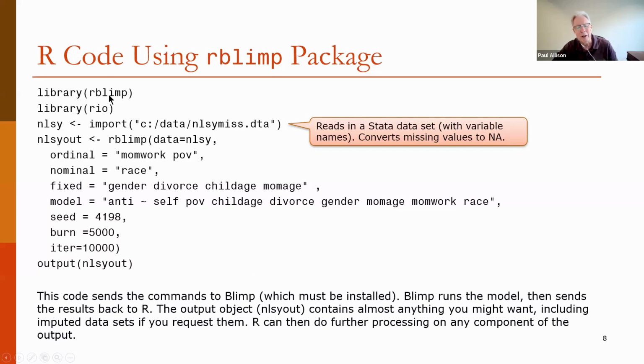Now, in order for this to work, BLIMP has to be installed on your computer. What this code does is that it sends those commands to BLIMP. BLIMP actually runs the model, so it's not using our computation algorithms. Then it sends the results back to R. So the output object, nlsy_out, contains almost anything you might want, including imputed data sets if you request them. Now, what's nice about that is that R can do further processing on any of the components of the output object here. And there's a lot of things that you might want to do with that. Okay, so that's how to do it in R.